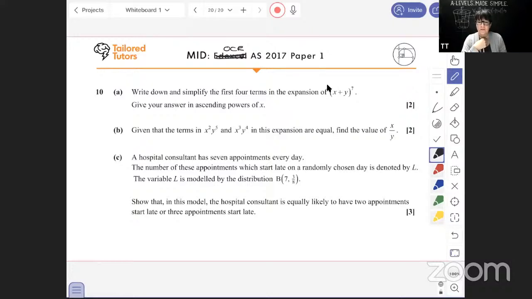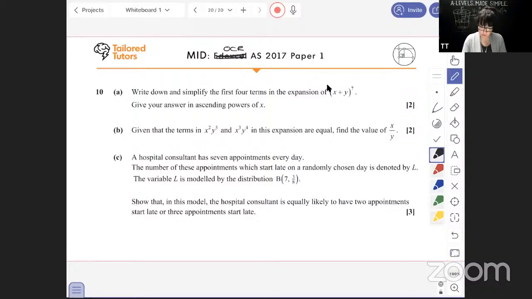Show that in this model, the hospital consultant is equally likely to have 2 appointments start late or 3 appointments start late. Okay, so we were talking today when we were doing the AS and A-level revision notes, we did probability, and we were talking about the importance in probability questions of just writing down how it could happen, because it starts to get your brain moving towards a solution. Okay, so how likely would he be to have 2 appointments that are late? Let's see if we can work that out. So how would we work out the chance of him having 2 appointments that are late?